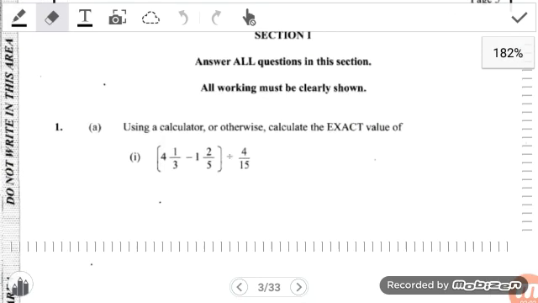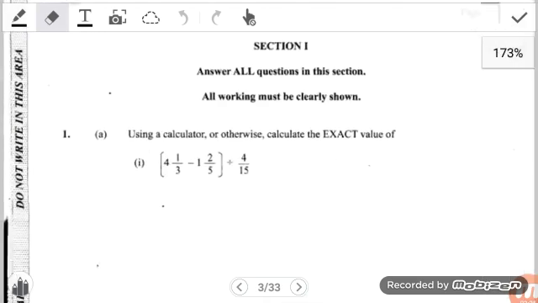Section 1, answer all questions in this section. All workings must be shown on the paper. All right, so some of you guys have a habit that I've seen over the years while I'm teaching, that for some miraculous reason, you may know the answer and you want to take the working out home with you and write down the answer. It doesn't work like that. Everything must be shown clearly.